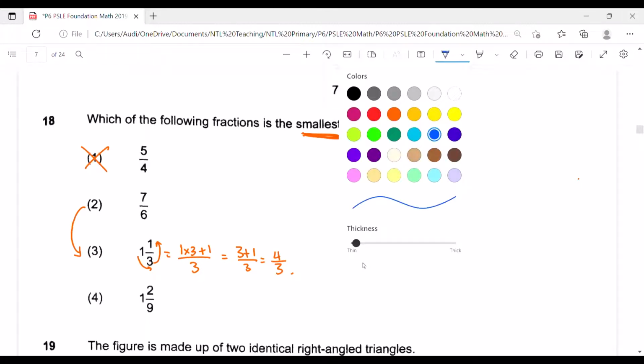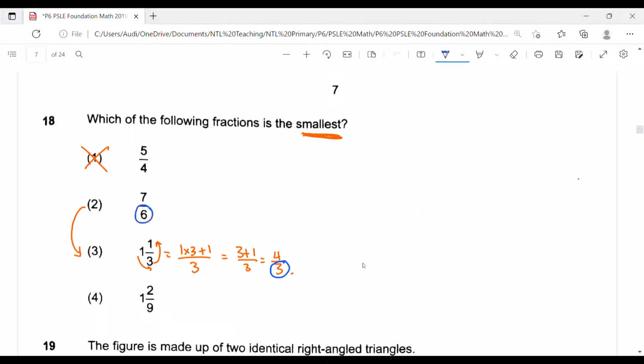We will look at the common denominator. So what do I do? I can make 3 into 6, times 2 times 2. So I get 8 over 6. So which is smaller? 7 over 6 is smaller than 8 over 6. So now I can scratch this one out. Okay. Now we compare number 2 and number 4. Okay, I'm going to erase this first. Now we're going to compare number 2 and number 4.